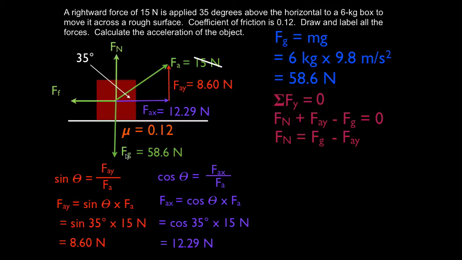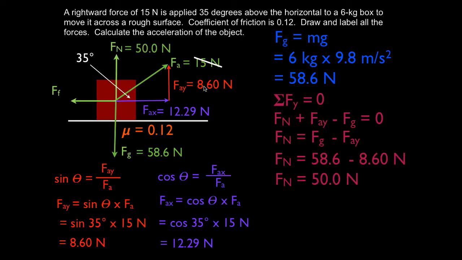The box has a weight. The weight does not change. But the force that is applied by the surface is reduced a little bit because part of the applied force acts in the y direction. It kind of takes up some of that normal force. Okay? It's not actually lifting it off the ground, but it is taking up some of the force from the surface. We plug the values in, and we get the normal force is equal to 50 newtons, and we put that down like that.